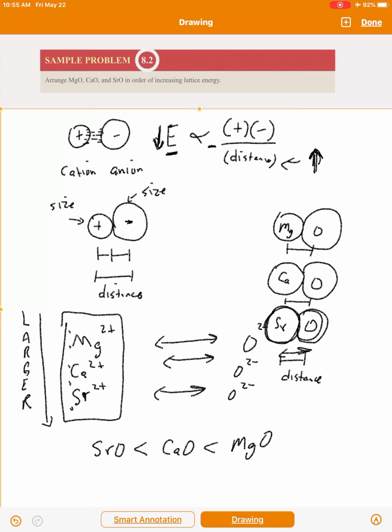Okay? That's essentially the idea. So another way of thinking about it is it's getting bigger in this direction, or larger. Lattice energy, right? The energy of attraction between those ions.